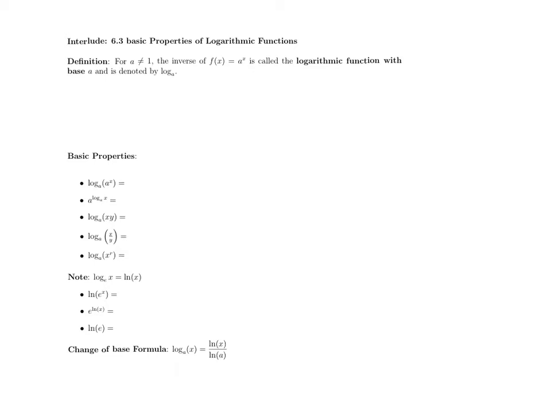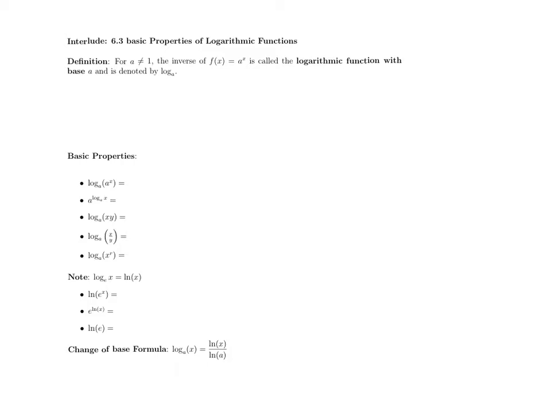The logarithmic functions are simply defined to be the inverse of the exponential functions. So a bit more specifically here, when a is not equal to 1, we can think of the graph of this exponential function a to the x. It's either strictly decreasing or strictly increasing, depending upon the value of a. In either case, it's 1 to 1. It has an inverse. The inverse of the exponential is the log function, denoted by log base a.